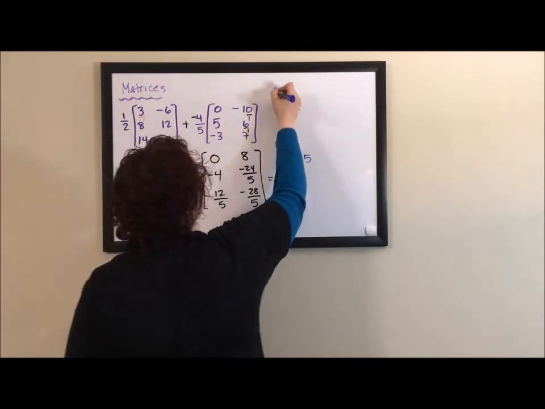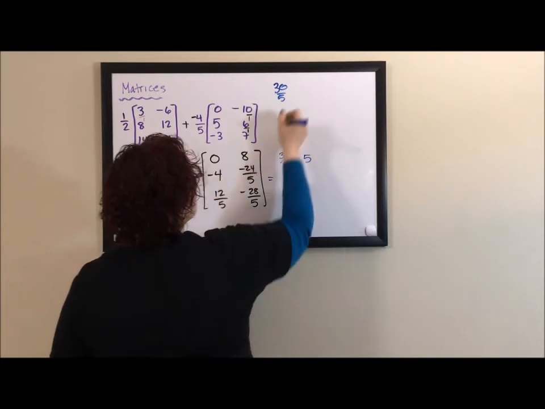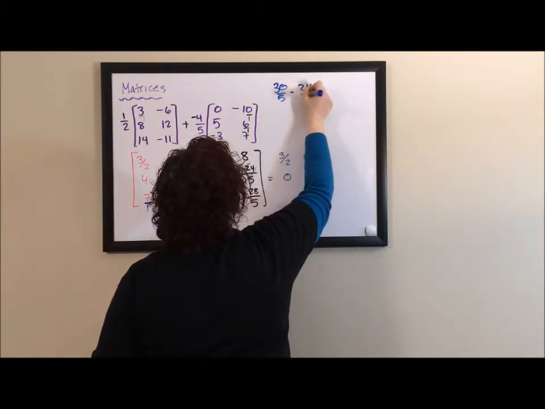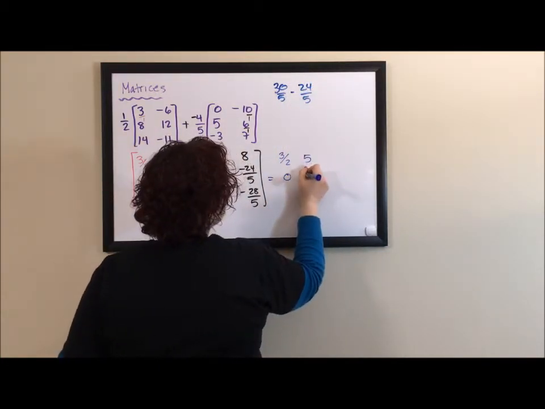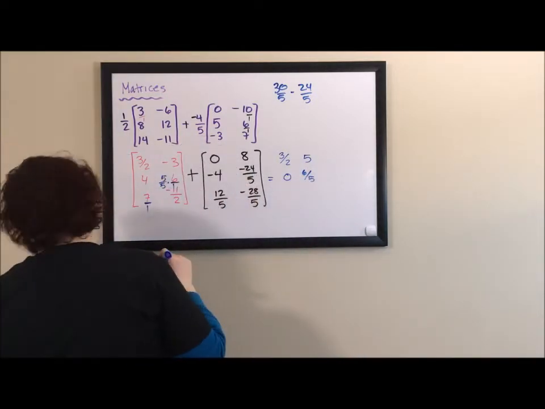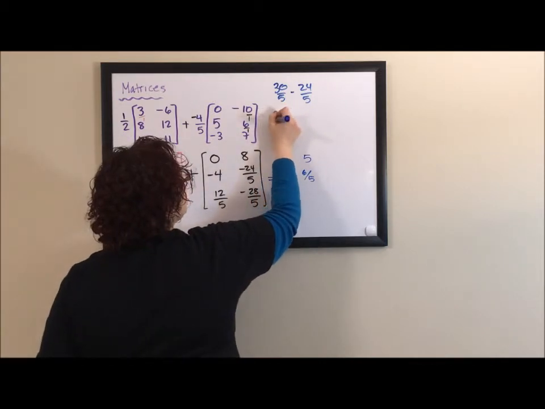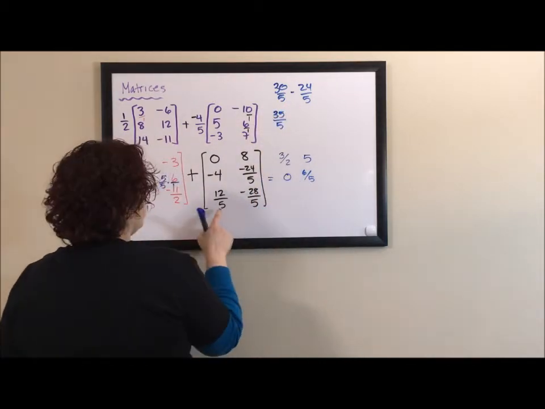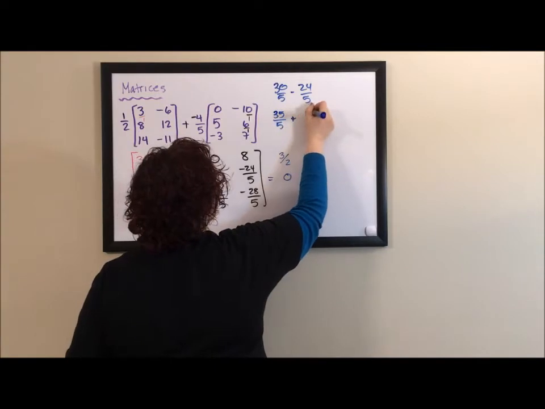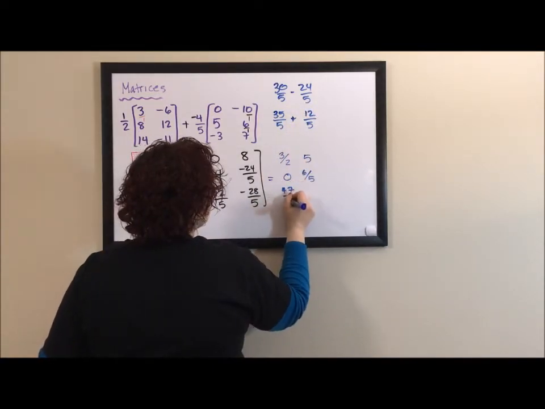If we multiply this out, I get 30 over 5 minus 24 over 5, which ends up as 6 over 5. For my next one, 7 over 1, this becomes 35 over 5 plus 12 over 5, which is 47 over 5.